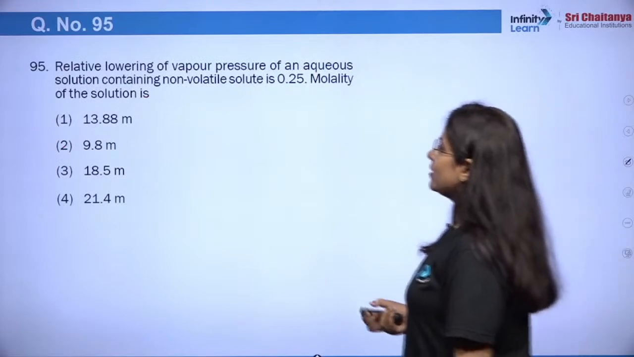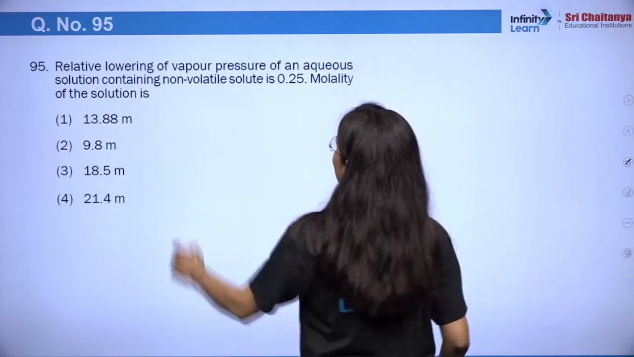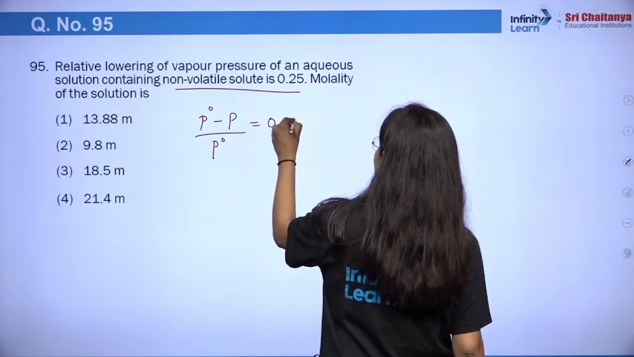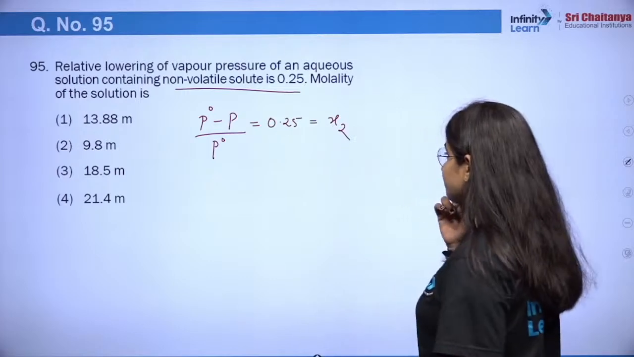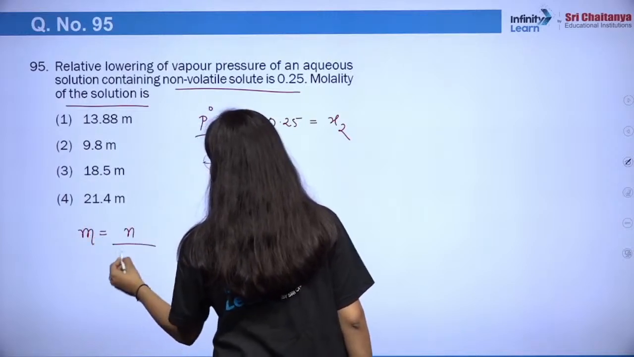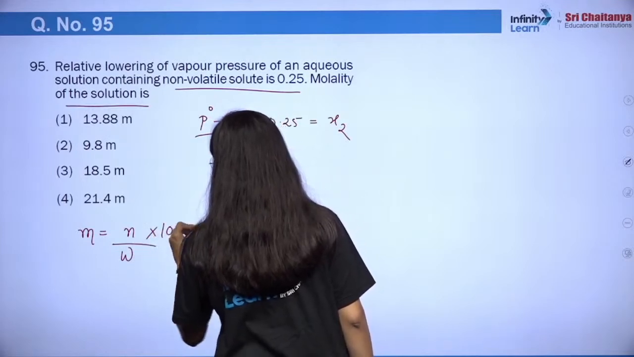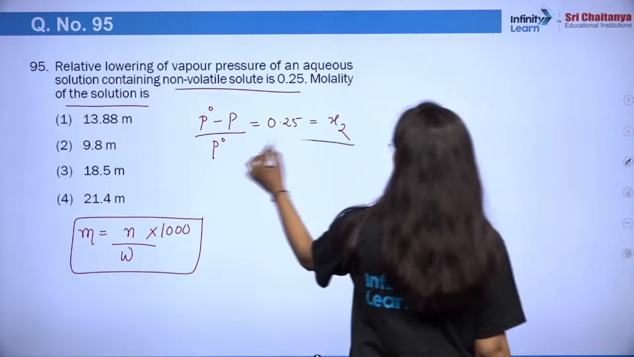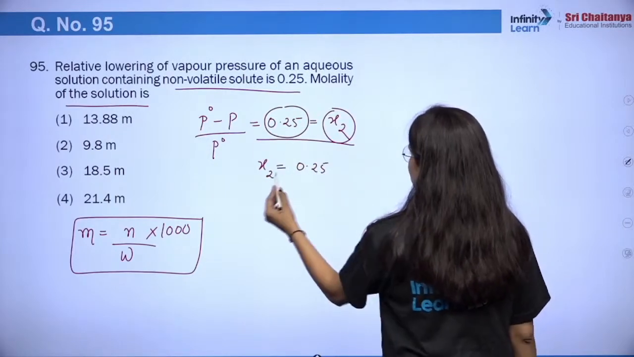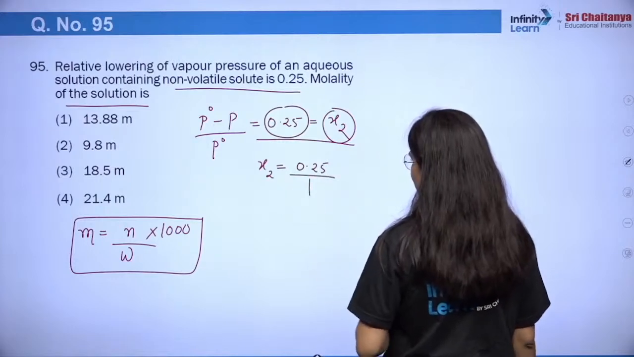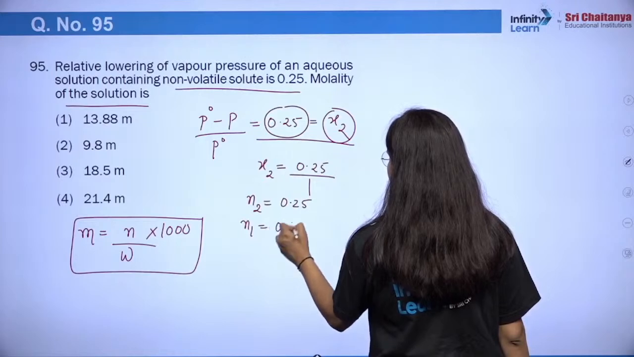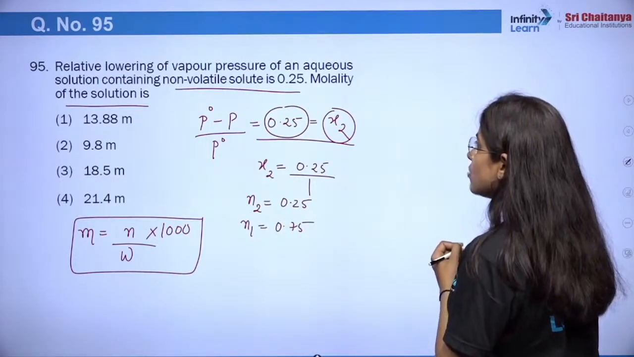Next, 95. Relative lowering of vapor pressure of an aqueous solution containing a non-volatile solute is 0.25. So we are given P0 minus P by P0 is equal to 0.25. We need to calculate the molality. Now for molality, what do we need? I need the number of moles of solute divided by weight of solvent into 1000. So from here I can interpret that mole fraction is 0.25, so N2 will be 0.25 and N1 will be 0.75. So these are the number of moles of N2 and N1.